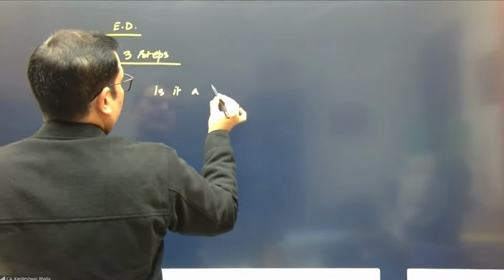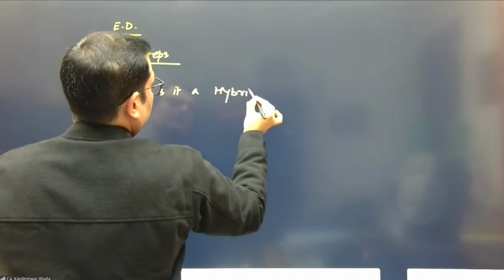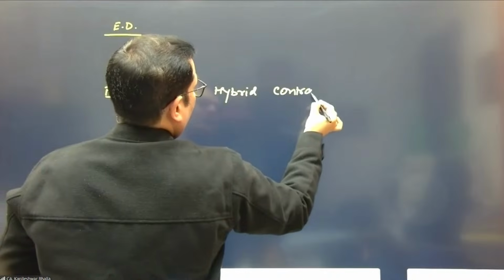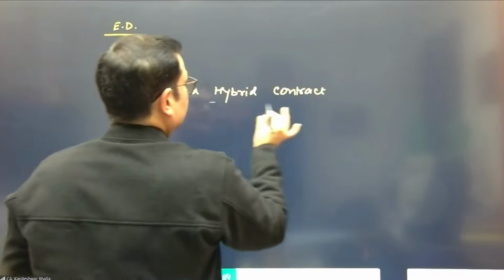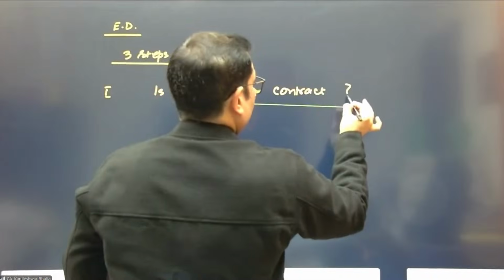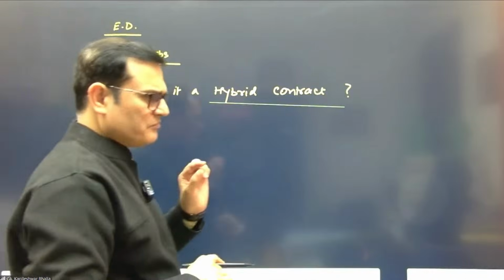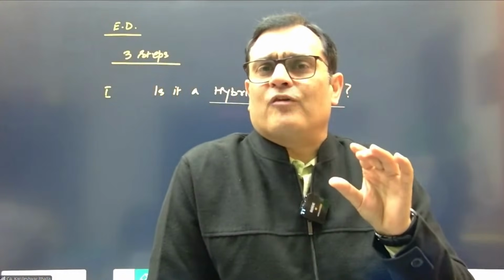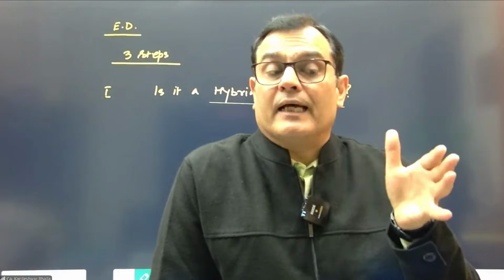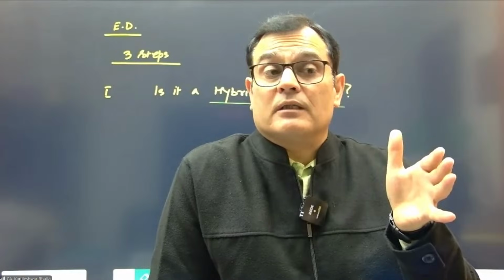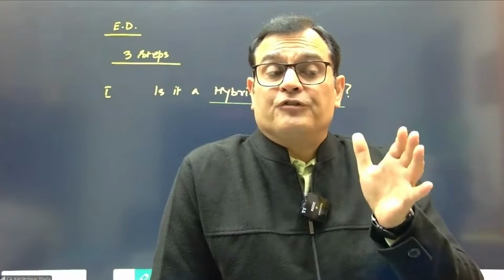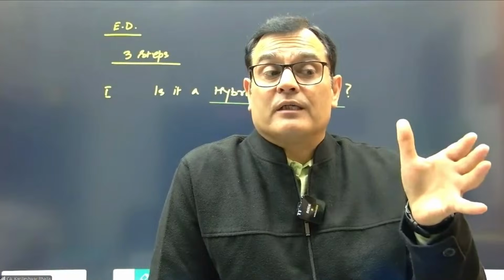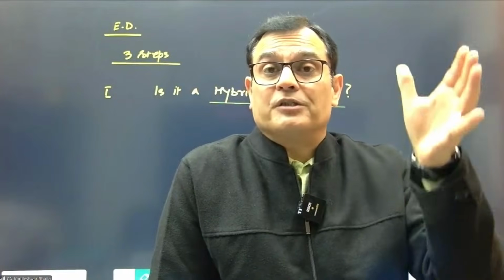The first step is: is it a hybrid contract? Now, how do you identify that it is a hybrid contract? From the examination point of view, put simply, anything which could fluctuate the inflow or outflow of that asset or liability. As I said, if you're going to buy a machine in functional currency, you're going to pay a fixed amount. But if you buy or sell machinery in a foreign currency, that could lead to fluctuations because of exchange rate fluctuations.